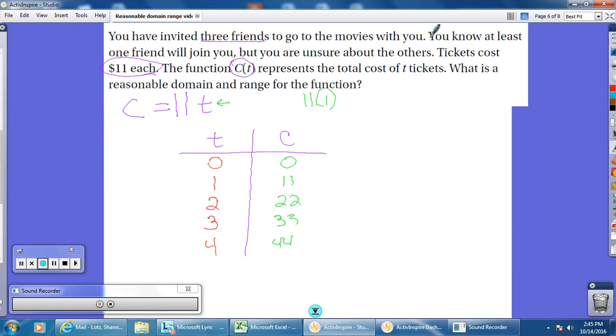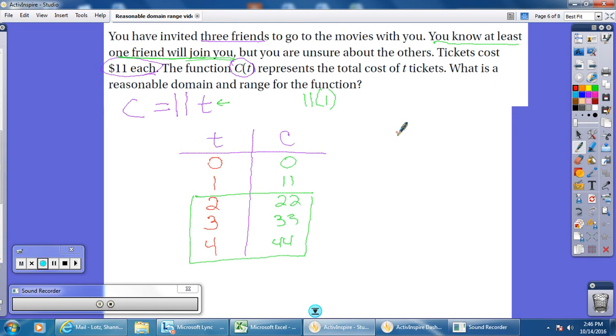Okay, now let's read what the question says. Now I did a table from 0, but the question is actually asking you, at least one friend will join me. So I know at least 2 people are going to the movies. Me and at least one friend, we're not sure about the other 2. So this is the part of the table that I am going to pay attention to.